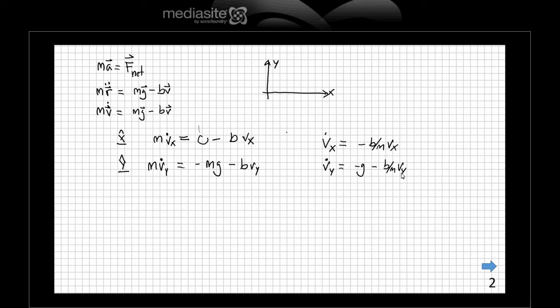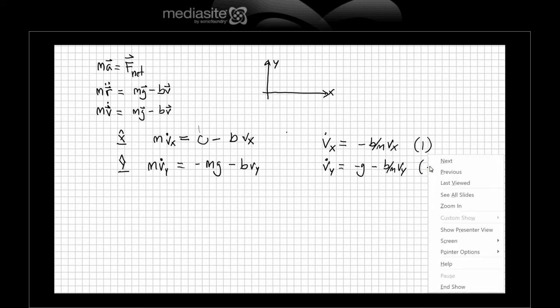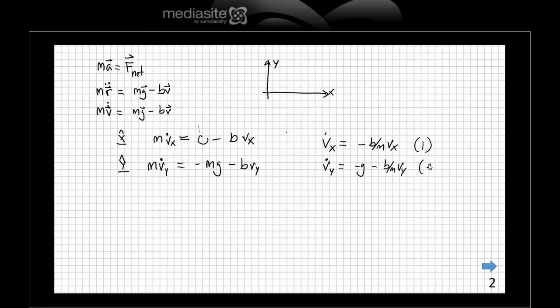Okay. Now the nice thing is that the equations are, first of all, not coupled. The first equation, call this equation 1, just depends on Vx. So that basically says the rate of change of Vx is equal to a constant times Vx. The second equation only has Vy. So notice that those equations are uncoupled. So that's the nice thing.